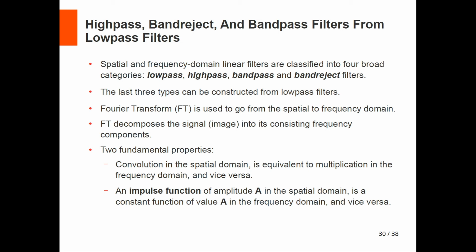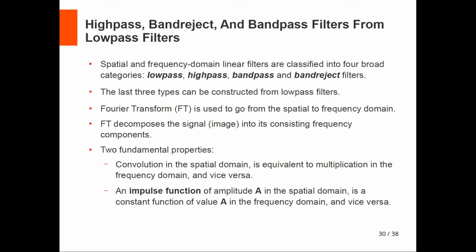Fourier transform is used to go from the spatial domain to the frequency domain. In effect, Fourier transform decomposes the signal, here image, into its constituent frequency components. So there are 2 fundamental properties that connect the spatial domain and the frequency domain. The first one is with regard to convolution.